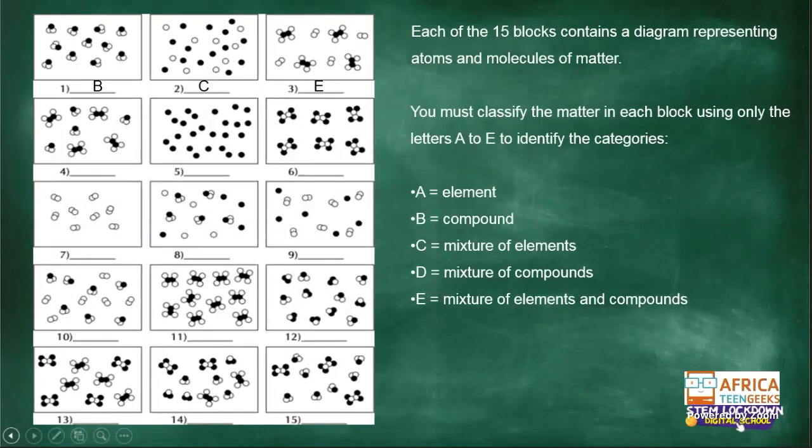So number 4, let's see. It is D. It is a mixture of compounds. So why is it a mixture of compounds? It's because there are two different types of compounds together. So let's see number 5. What do you think? Is it A, B, C, D, or E?